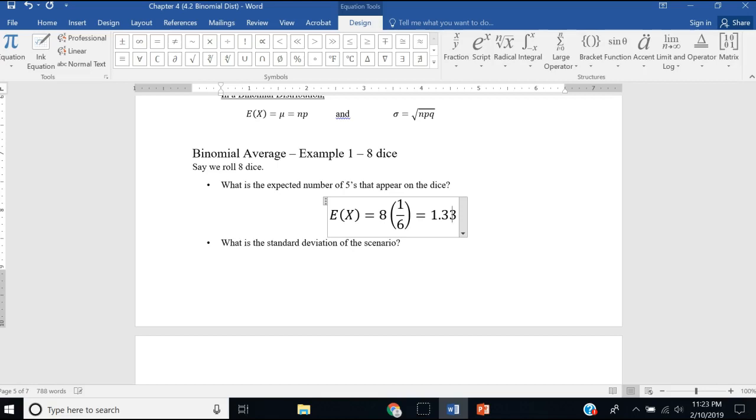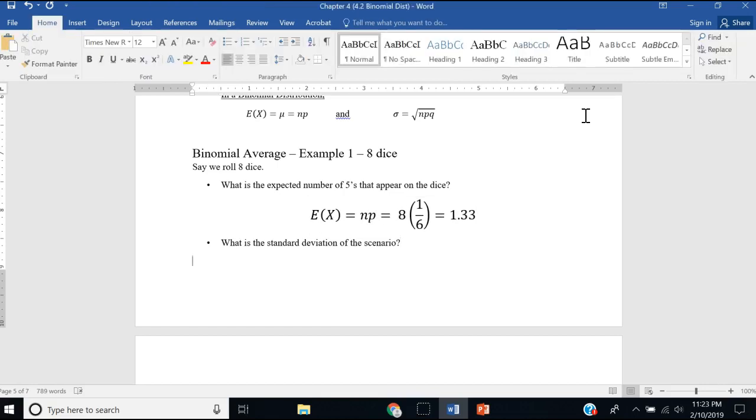So that is how we would calculate it. Again, it's just taking n times p. So the expected number of successes is 1.33. Now standard deviation, similar.